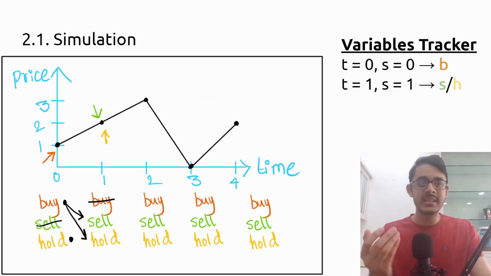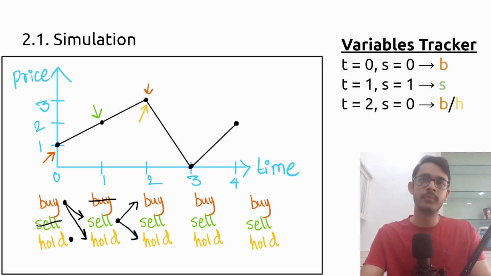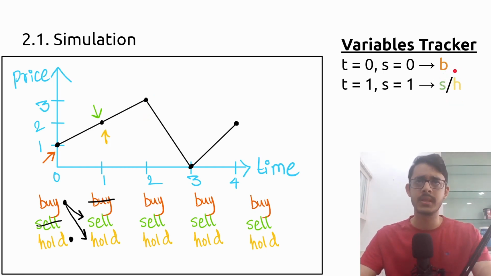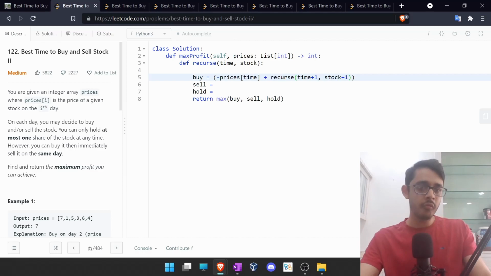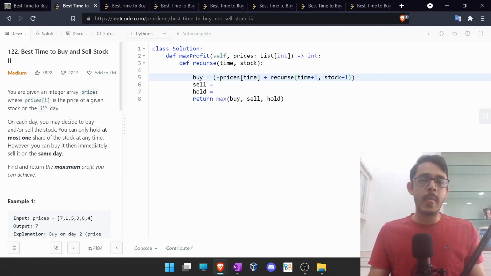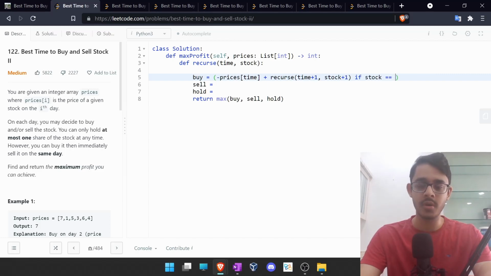That is exactly the simulation as we saw before. We made the decision to buy, and we were trying to see what all decisions we could make after we have made the decision to buy. This is all we're trying to do. Very simple, very, very simple. Now this is one possible case, and the question we want to ask is, when can we buy a stock? When can we buy a stock? We can only buy a stock if the amount of stock is 0.